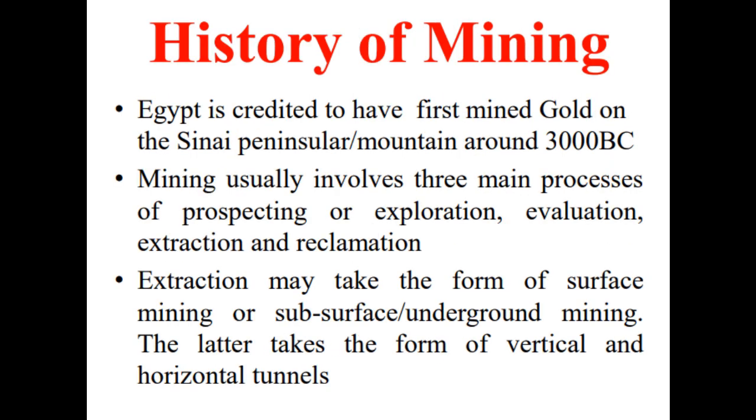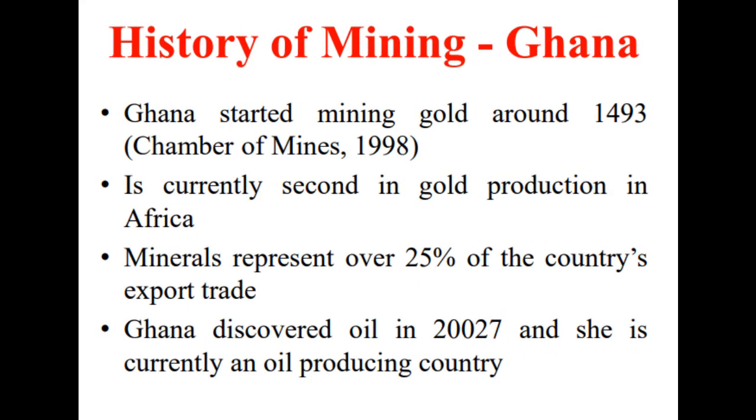History of mining. Egypt is credited to have first mined gold on the Sinai Peninsula around 3000 BC. Mining usually involves three main processes: prospecting or exploration, evaluation, extraction, and reclamation. Extraction may take the form of surface mining or subsurface or underground mining. The latter takes the form of vertical and horizontal tunnels.